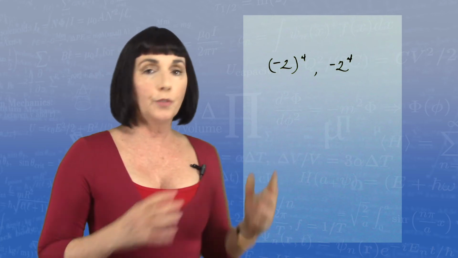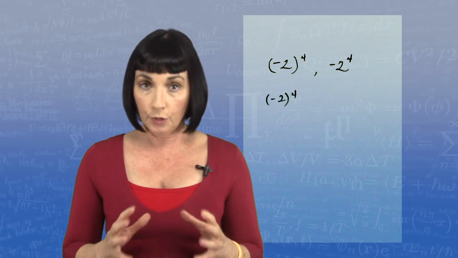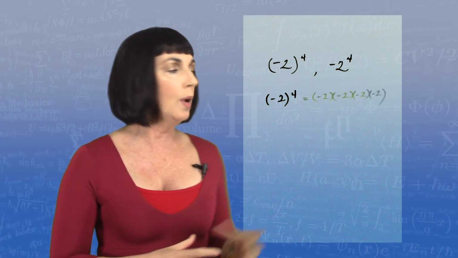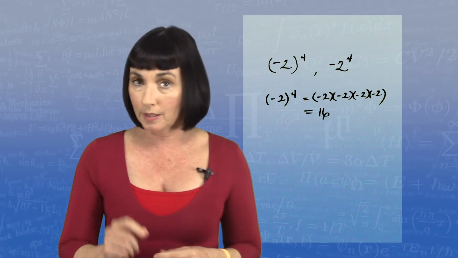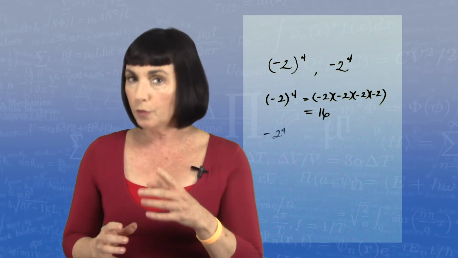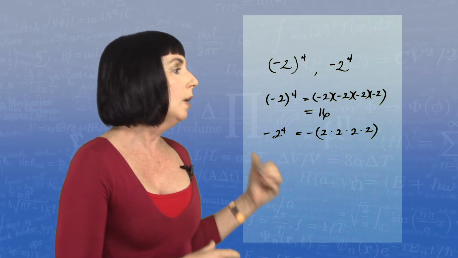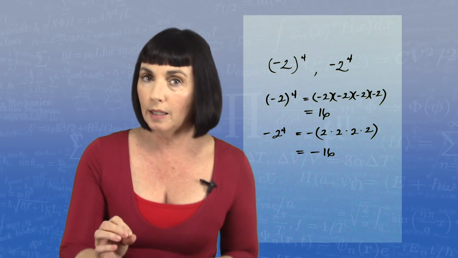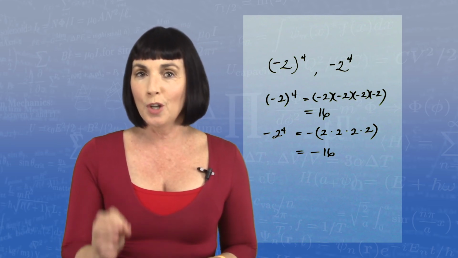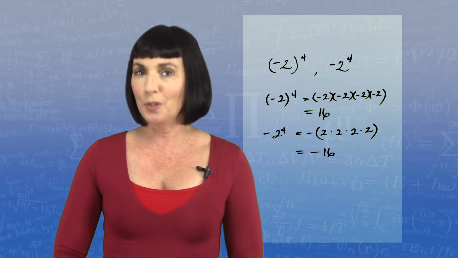Now, it's important to take note of this distinction, and that is the difference between negative 2 raised to the power of 4 and the negative of 2 raised to the power of 4. The first one, negative 2 raised to the power of 4, is equal to negative 2 times negative 2 times negative 2 times negative 2. That's positive 16. But the negative of 2 to the power of 4 is equal to the negative of 2 times 2 times 2 times 2, and that's equal to negative 16. So it's important to note the difference in that so you don't get messed up with your signs.